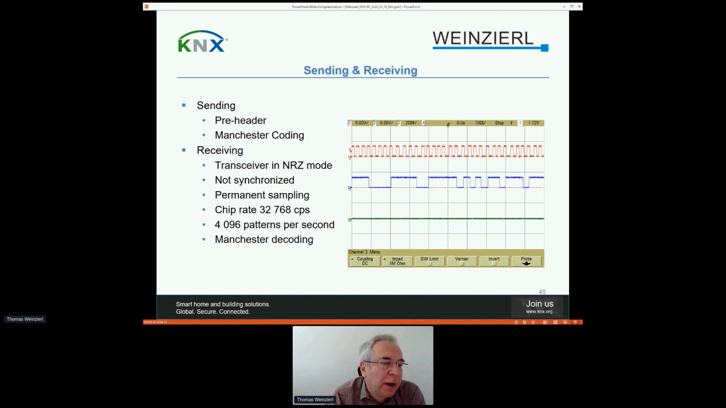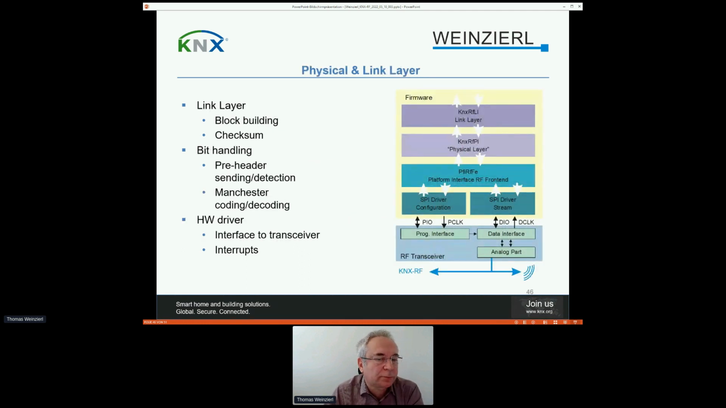And if you sample at a chip rate of 32 kilo chips per second, you will receive 4,000 patterns, each 8 bit, per second. And you really have to scan all this to find the start of the telegram. And if you found it, you have to do the Manchester decoding. But all this code is implemented in our Knx stack, and you do not really have to take care of it.